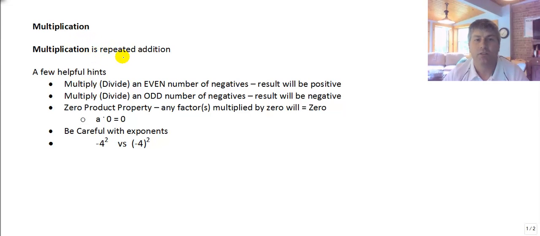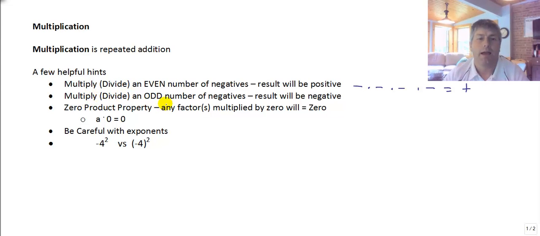Multiplication. Multiplication is repeated addition. A few helpful hints here for multiplication. If we multiply or even divide an even number of negative numbers, the result will be positive. So a negative times a negative times a negative times a negative. If we have 4 negatives, we have an even number of negatives, the result will be a positive result. Negative times a negative is positive, negative times a negative is positive, positive.